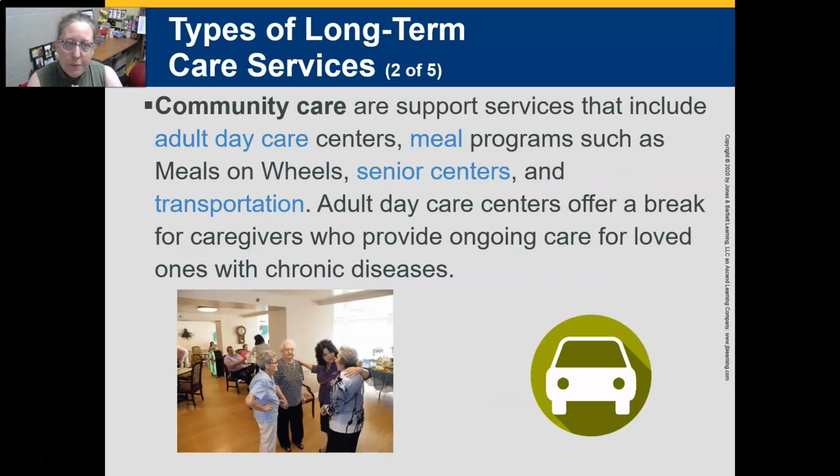So community care, there are support services that include adult daycare centers, meal programs such as Meals on Wheels, senior centers, and transportation. So these are all, again, offered with the idea of keeping elderly persons in the community in their own home, with their ability to get help with certain things. And they don't have to need all of these things, right? Maybe they just need Meals on Wheels and transportation.